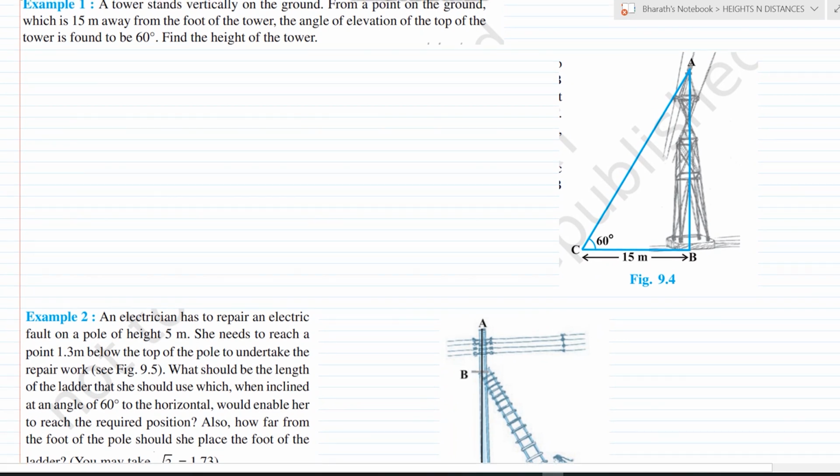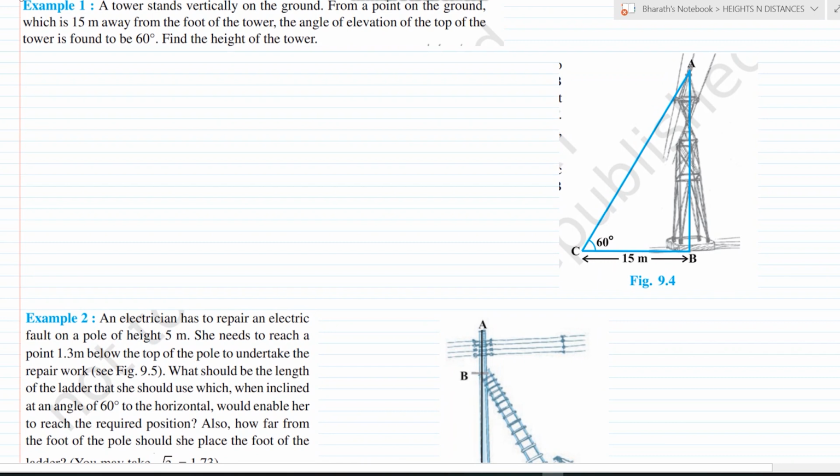In any word problem, first go by the first line: the tower stands vertically on the ground. We all know that the tower stands vertically above the ground. So this is point A and point B, and this is the tower. This always stands vertically straight. Fine. Then from a point on the ground, any point such as C, which is 15 meters away from the foot of the tower. So this is 15 meters. And the angle of elevation of the top of the tower is, if you are standing here and looking at the top of the tower, then it's 60. Find the height of the tower.